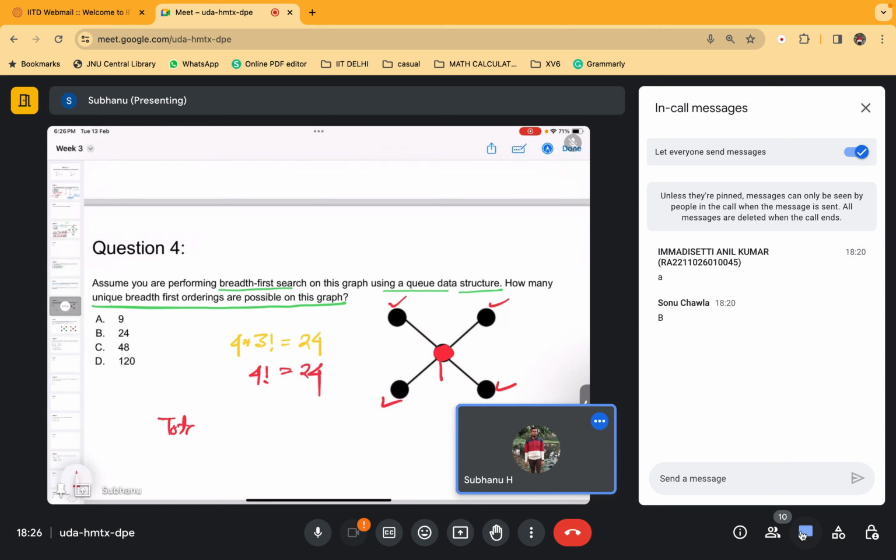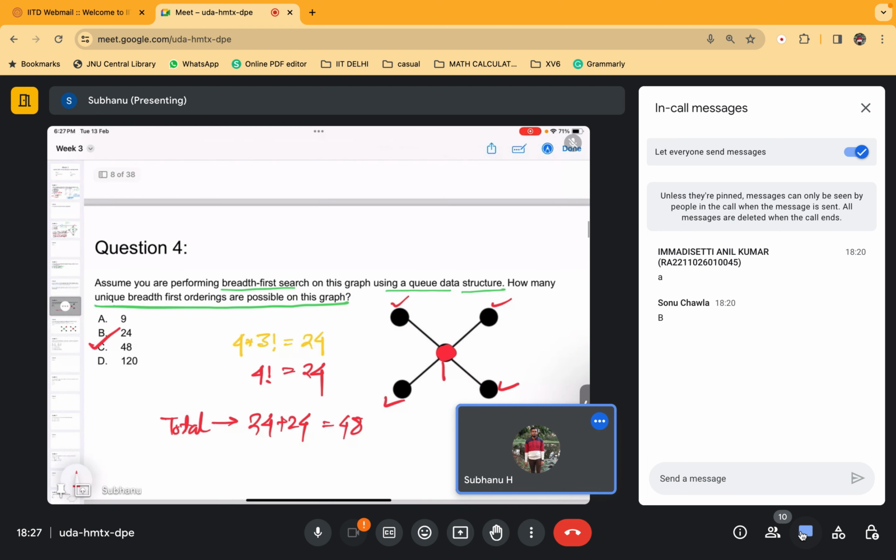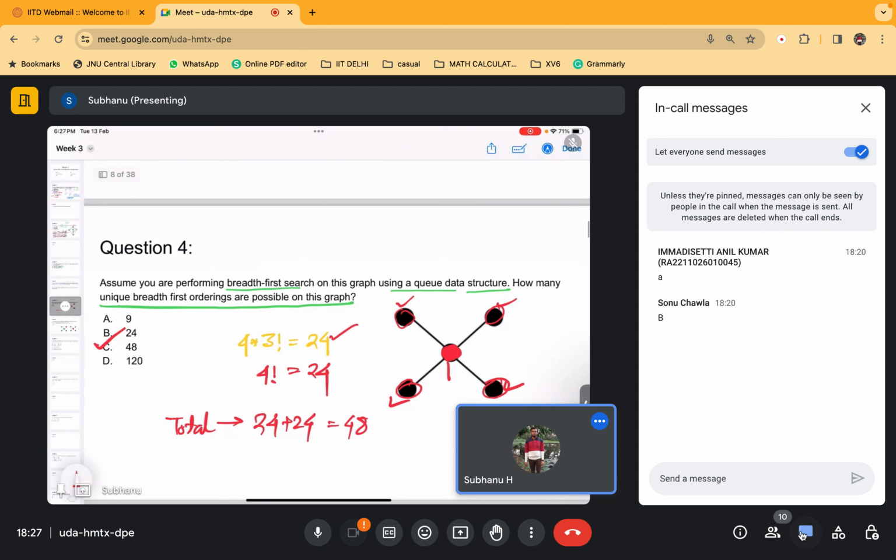So in total, how many choices do you have? 24 plus 24, and the total is equal to 48. So this is the correct answer. Why 48? Because you can start from any outer side node, that's why you have 24, and you can also start from the inner node, so that's another 24. So in total the answer is 48. Got it? If anyone has any doubt on this, please raise your hand, or you can unmute yourself and tell me.